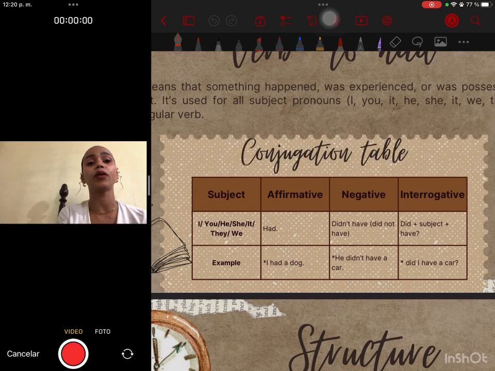For the interrogative form it is did plus subject plus have. Example, did I have a car? You see a thing. The thing is that in the negative and interrogative form the verb have is helped by the auxiliary did.